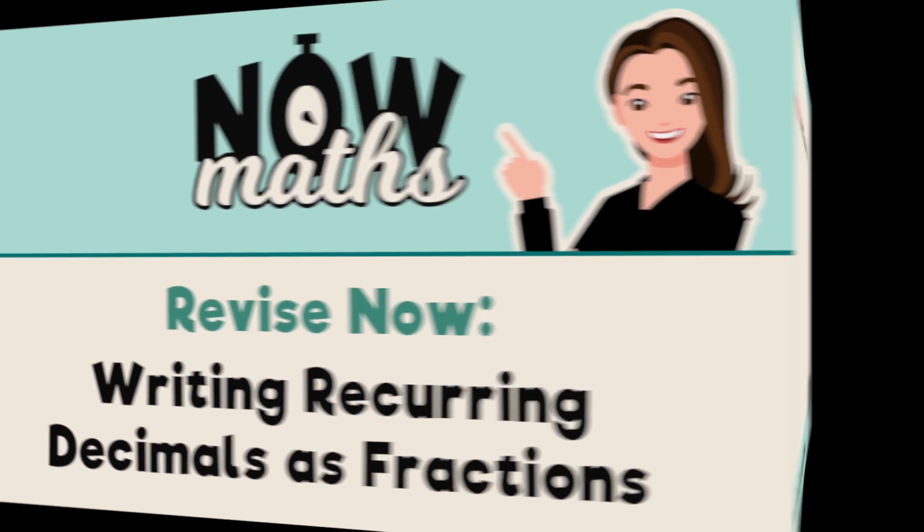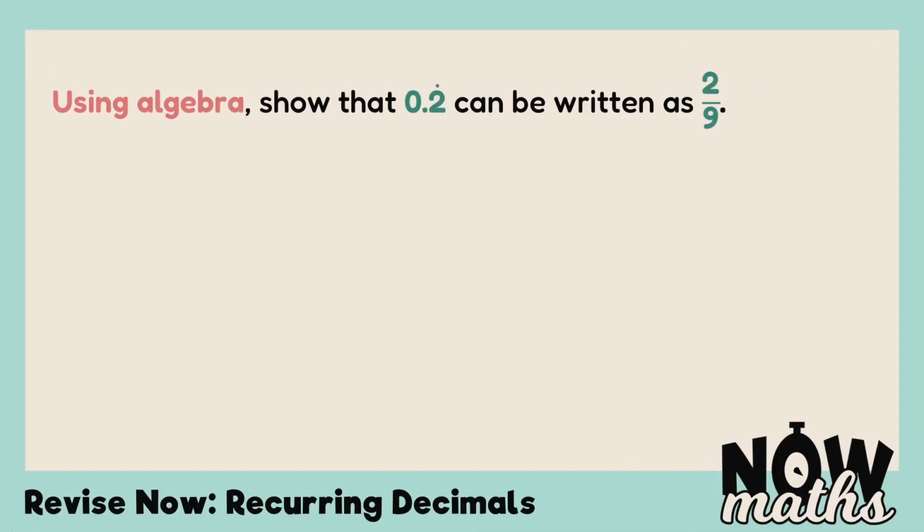Now let's get started. So for our first question, we're asked to use algebra to show that 0.2 recurring can be written as 2/9. This is a fact that you might already be familiar with, but we're asked to use algebra to show this. So there's a very specific method we have to use. To use algebra, we're going to start off by calling 0.2 recurring x. So we write down that we're going to let x equal 0.2 recurring.